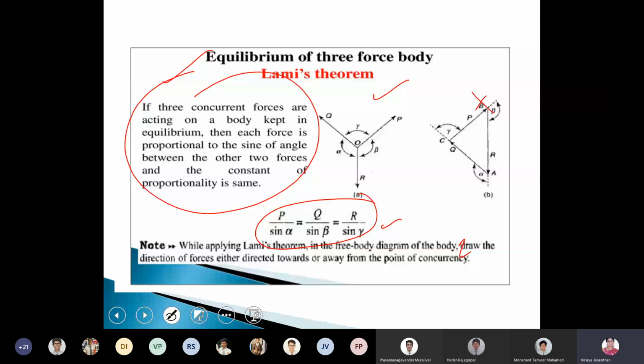Boys, are you able to see the angles clearly? Beta, alpha, and gamma? Are you able to see? Yes, ma'am.